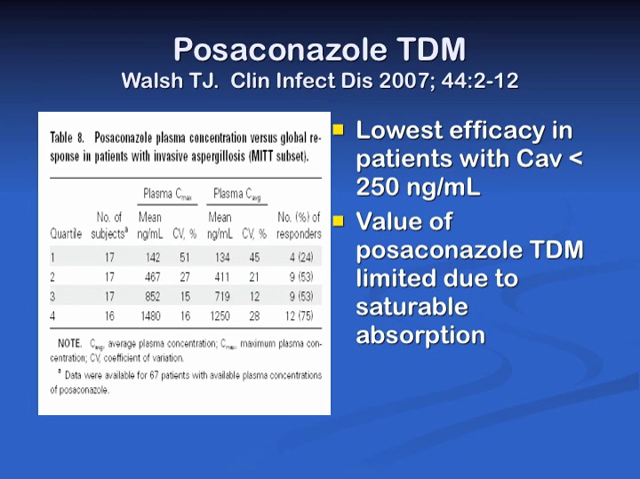This is the only study that I saw that really looked at therapeutic drug monitoring as possibly having a role. You can see that they divided patients up, and this is in salvage therapy of aspergillosis with posaconazole. Patients with almost undetectable concentrations, less than 250 nanograms per mil, had the lowest efficacy, and those who had concentrations above 1,000 nanograms per mil seemed to have the best efficacy. But posaconazole therapeutic drug monitoring is probably limited in terms of value, because there's only so many things you can do to maximize your absorption. And with saturable absorption, you can't just keep raising your dose.